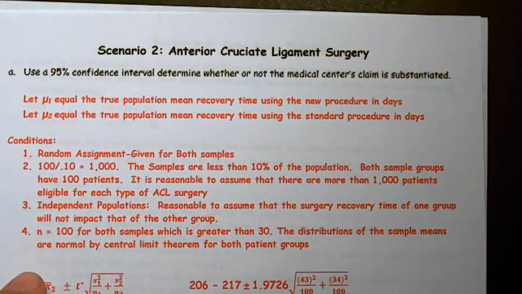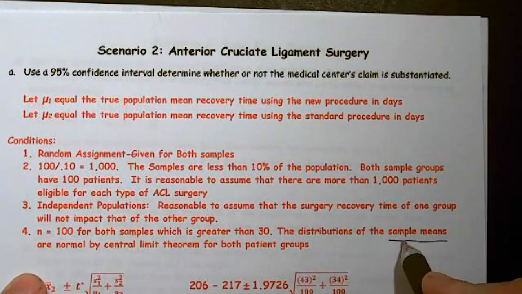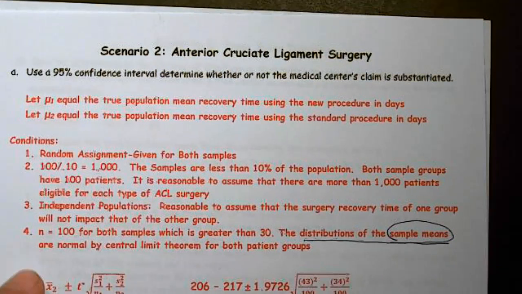That should be true. N is 100 for both samples, which is greater than 30, the distribution of the sample means. You need to call it the distribution of the sample means. Please make sure you use this. I'll be very strict on counting that wrong in the future. So make sure that you say the distribution of the sample means.